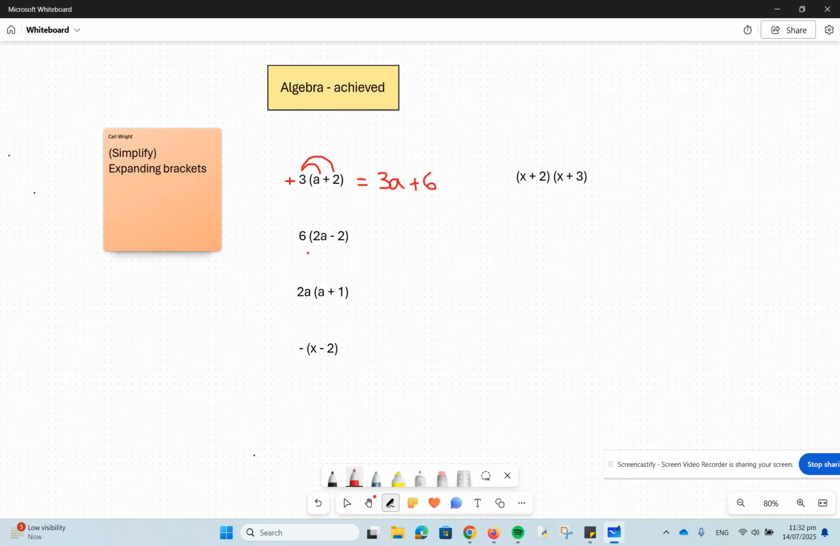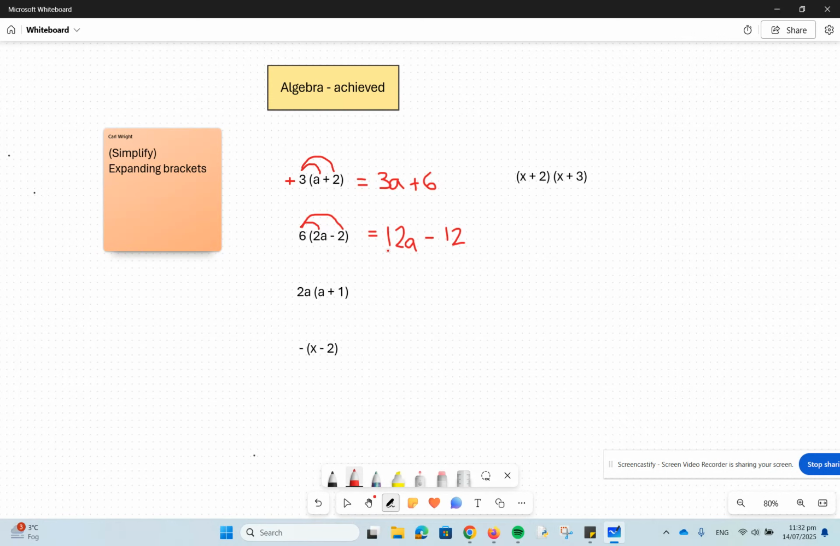Now let's have a look. Let's try this one. So I'll multiply 6 times 2A this time. Now 6 times 2A is just 12A. Okay, that's pretty straightforward. And then I've got to multiply 6 times minus 2. If it's 6 times minus 2, it's going to be a minus 12. Great, there's our answer. That's simplified by expanding the brackets.